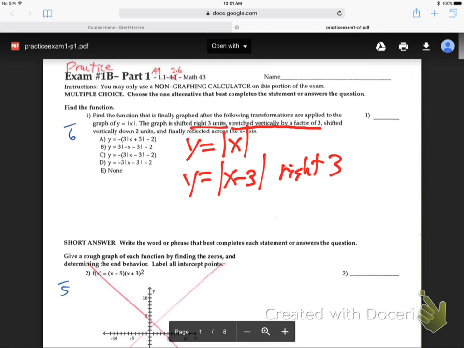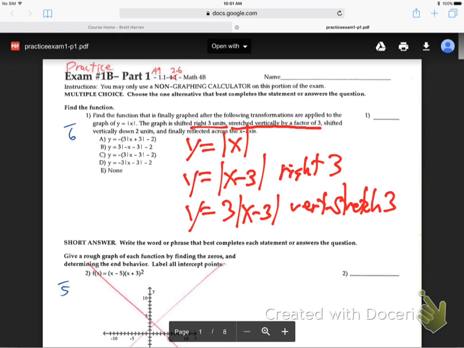Stretched vertically by a factor of 3. So stretching it up. So what's going to do that? That vertical stretch of 3. It's going to multiply the outside by 3. Vertical stretch of 3. Make sense? Multiplies by 3 on the front. Notice it's not inside the absolute values. Why not? Because it's not an x. It's a y. Vertical things are y.